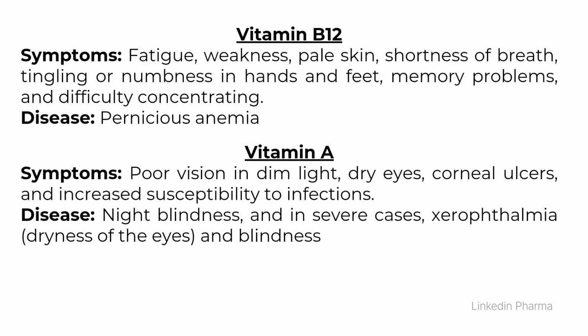Vitamin B12. Symptoms: fatigue, weakness, pale skin, shortness of breath, tingling or numbness in hands and feet, memory problems, and difficulty concentrating. Disease: pernicious anemia. Vitamin A. Symptoms: poor vision in dim light, dry eyes, corneal ulcers, and increased susceptibility to infections. Disease: night blindness, and in severe cases, xerophthalmia, dryness of the eyes, and blindness.